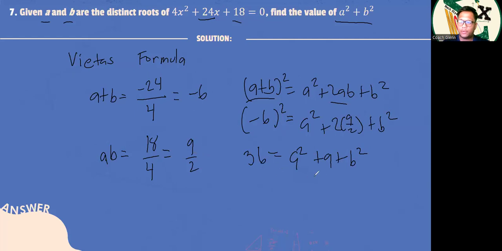So now we have this equation. Now we just need to solve for A squared plus B squared. So to do that, we just transfer 9 here. So that's equal to 36 minus 9, which is equal to 27. So the final answer here should be 27. Okay, any questions for number 7?